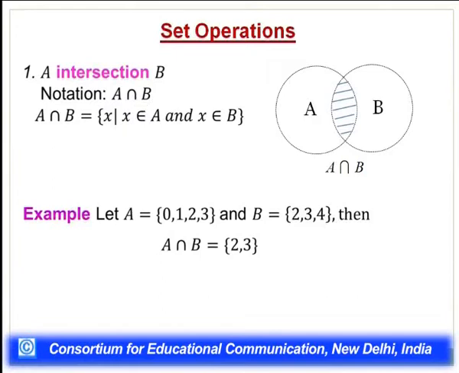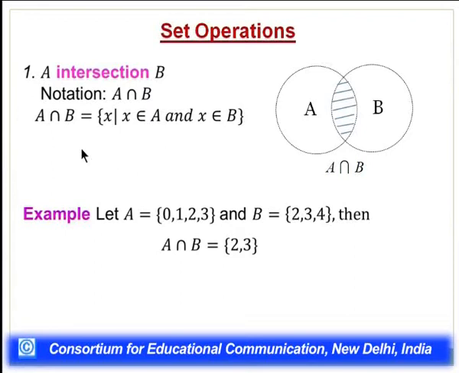And just as the word intersection suggests, here we are looking for the common elements between the two sets A and B. In terms of the Venn diagram, the region where the two sets overlap corresponds to A intersection B, and you can see this region is shaded in blue on the slide.